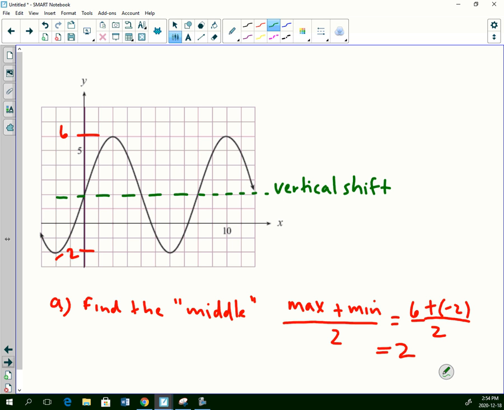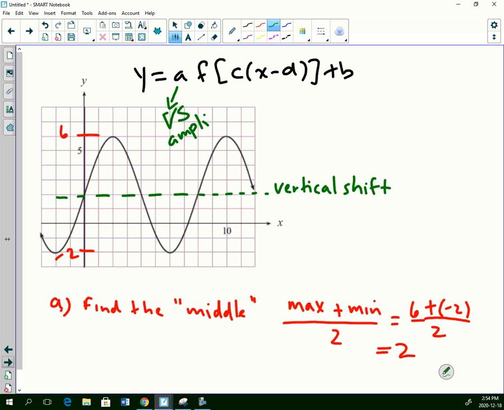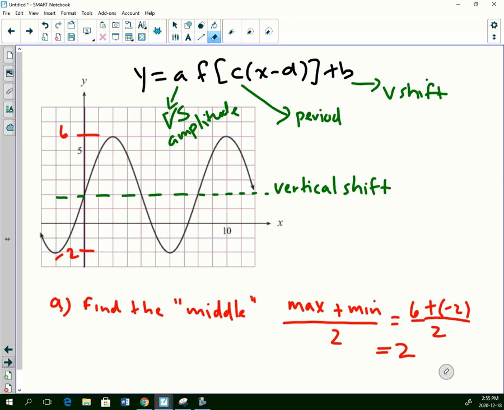Because remember, we're going to be writing the equation of the function, and we're going to write in our transformations. So we want to know the vertical stretch, which is also the amplitude. We want to know the vertical shift. We want to know how the period of the graph has been stretched, and we might have a horizontal shift. Okay, so here I found the vertical shift, the middle. So we know that the vertical shift is 2. So that's my D value.